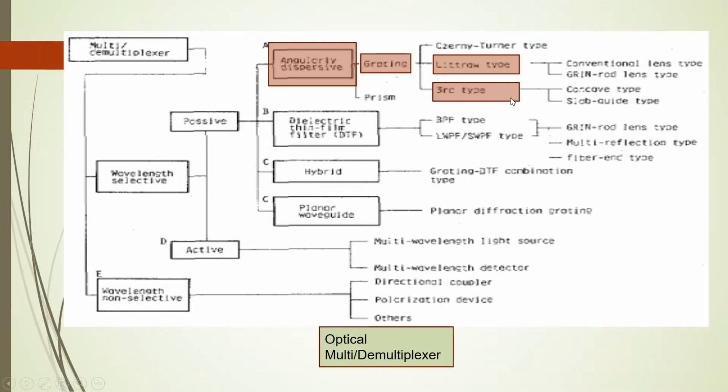The litho type consists of the conventional lens type and the graded-index rod lens type. And the second device that emphasizes the high bit data rate is the third type, which consists of the concave type and the slab guide type.